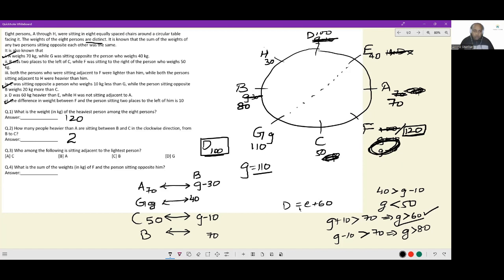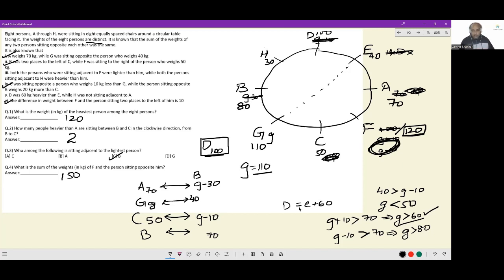Who among the following is sitting adjacent to the lightest person? The lightest person is H with 30. The 2 people adjacent to him are B and D. So B is sitting adjacent to him. Next, what is the sum of weights in kg of F and the person sitting opposite him? The sum of weights is 150. And that is the entirety of the set.